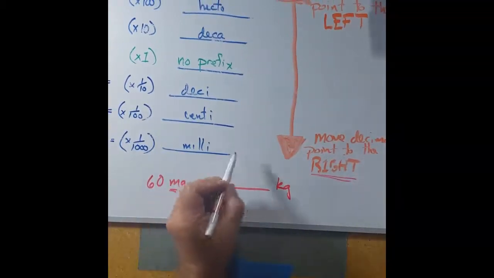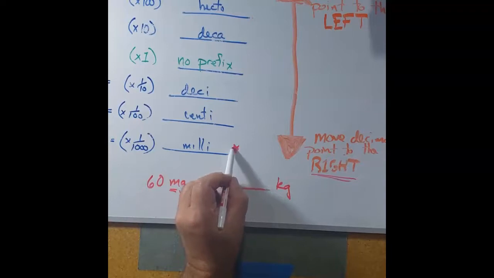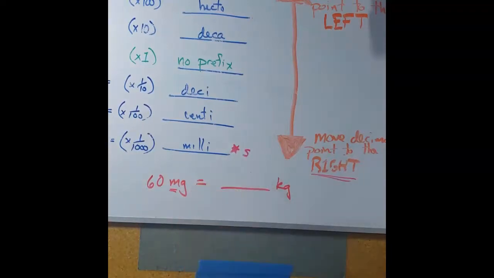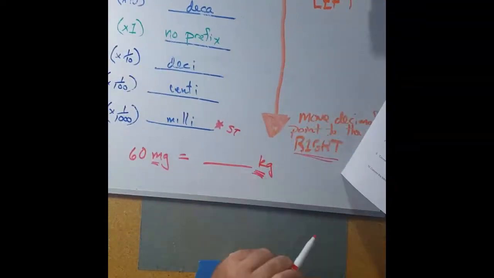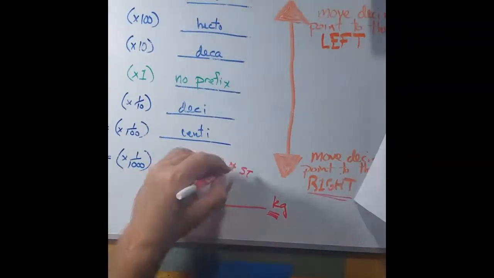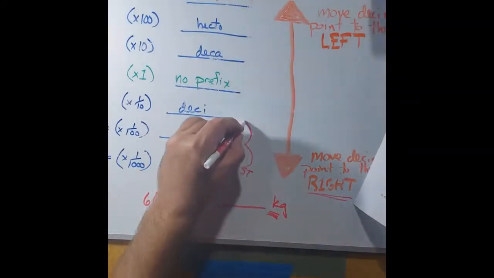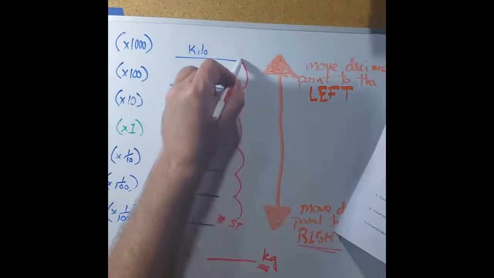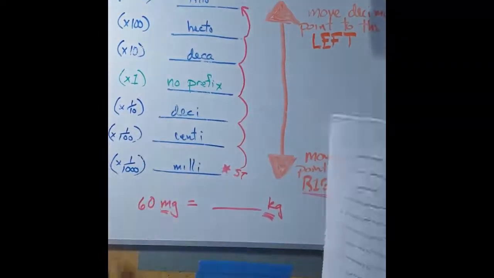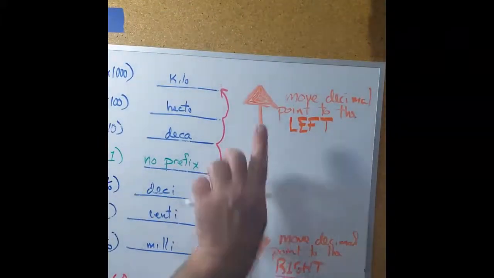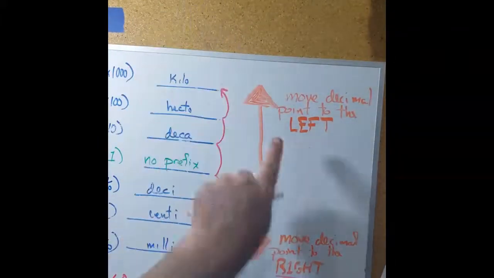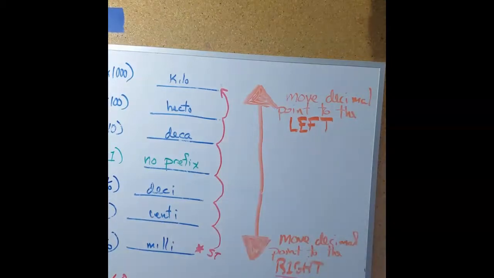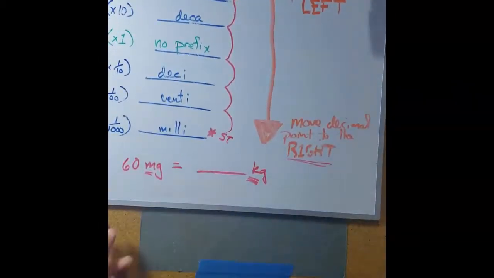All right. We're starting at milli, so we're starting right here. I'll put a little st there for start. And we want to jump all the way up to kilo in this case. So we're going to go 1, 2, 3, 4, 5, 6 jumps. And since we're moving up this chart, we're going to move that decimal point 6 to the left.